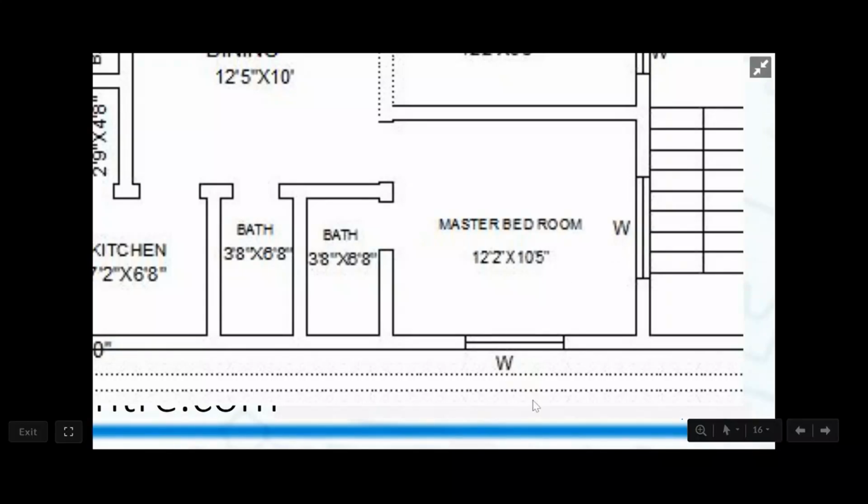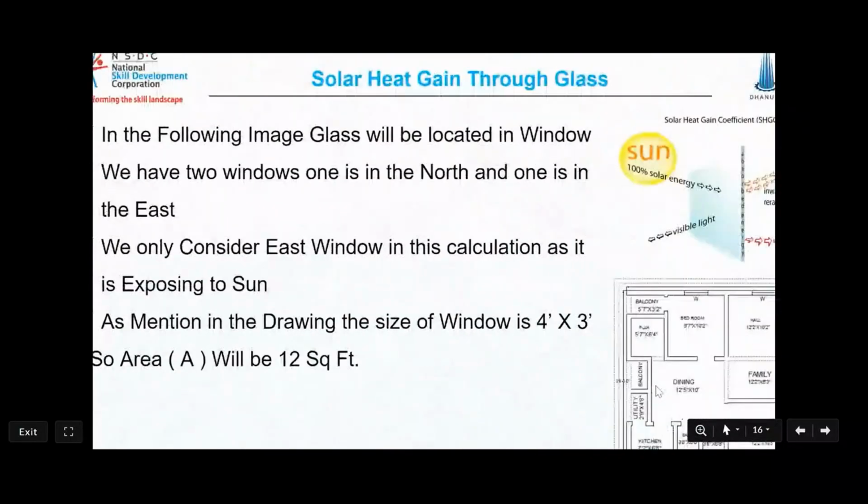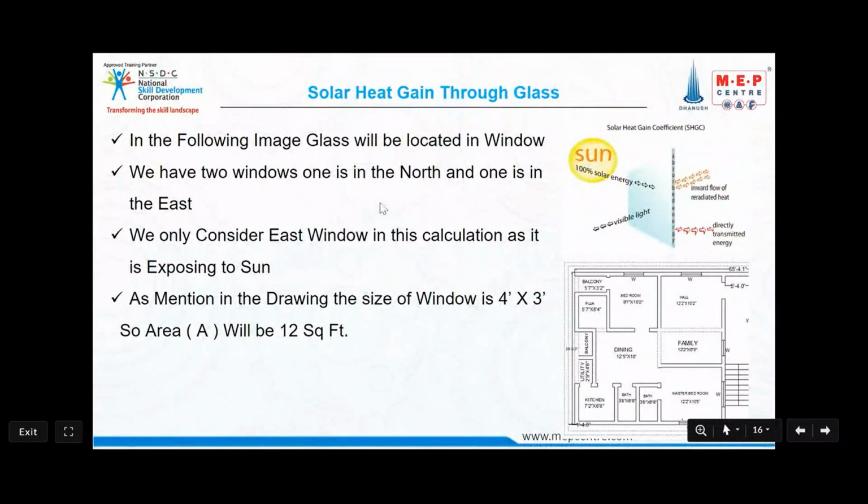Here in these two windows, which glass is exposed? Right side. This one? Right one. Yes, sir. East. This one? Yes, east one. East one is exposed. And this north one is not exposed. Why? Because it is in the balcony, it is in the corridor. Okay. So we consider the east. We have two windows, one in the north and one in the east. We only consider the east window in this calculation as it is exposed to the sun.